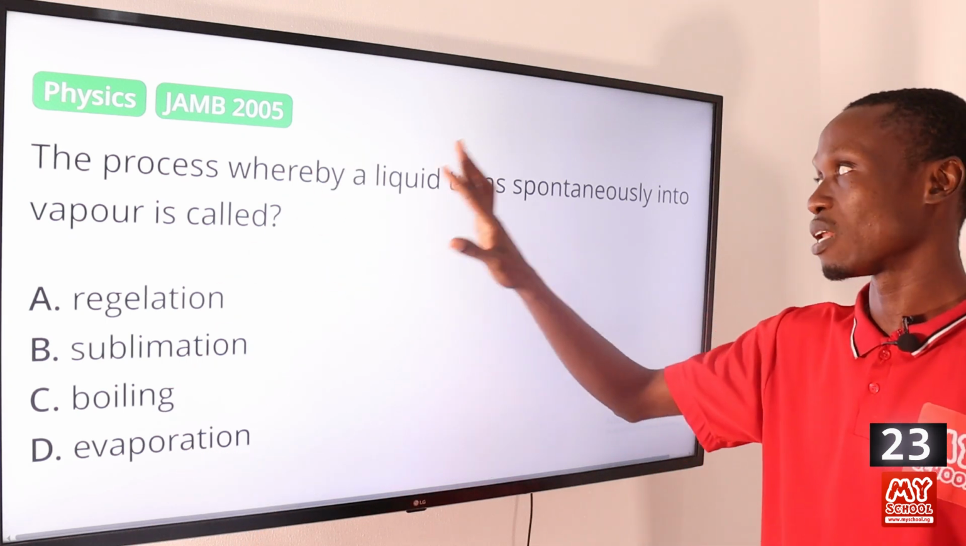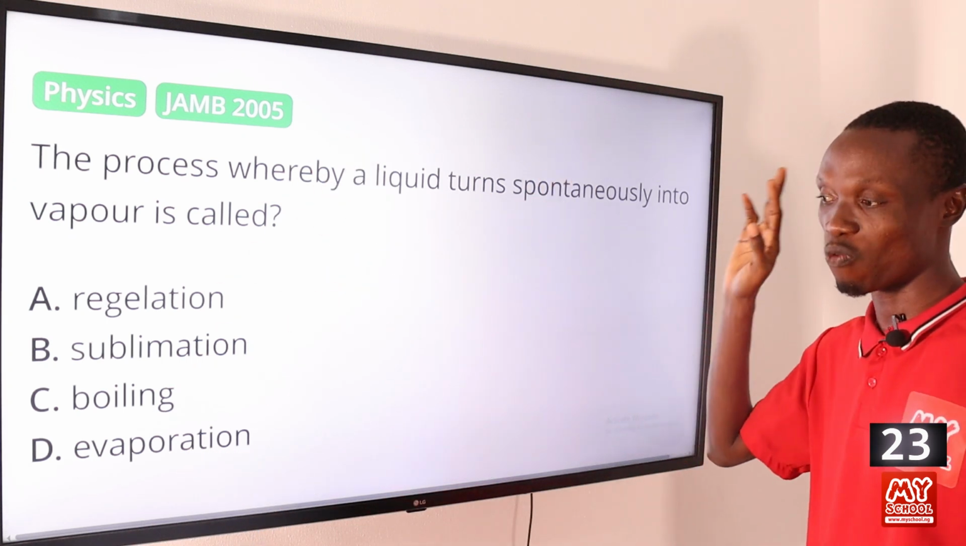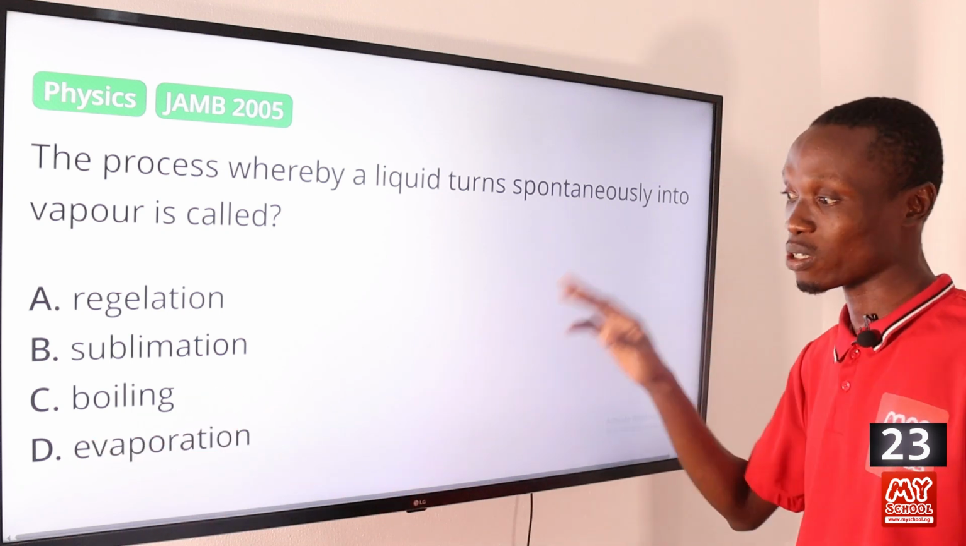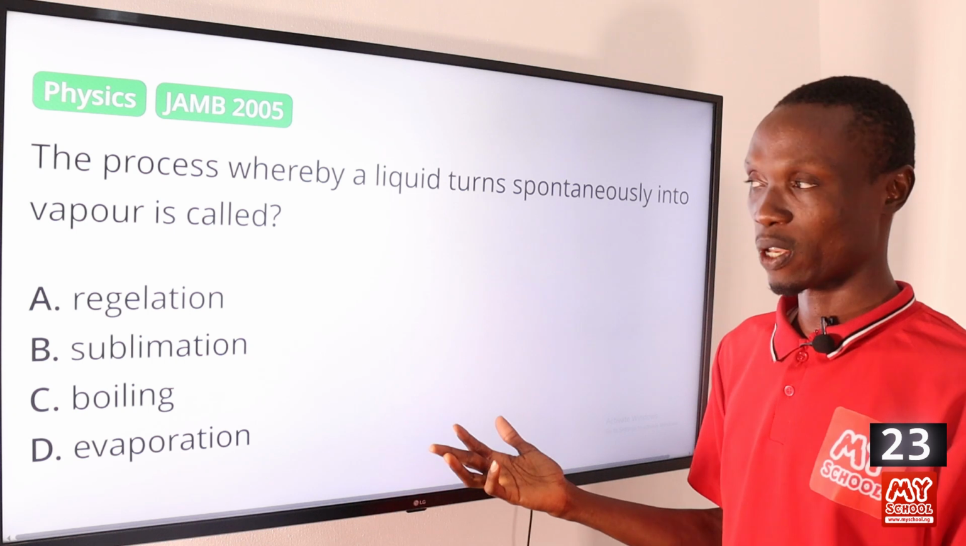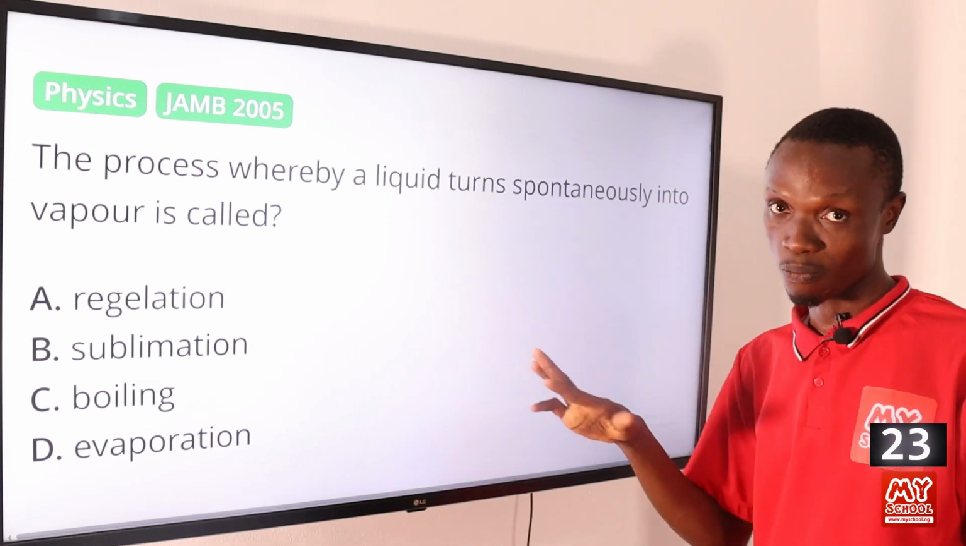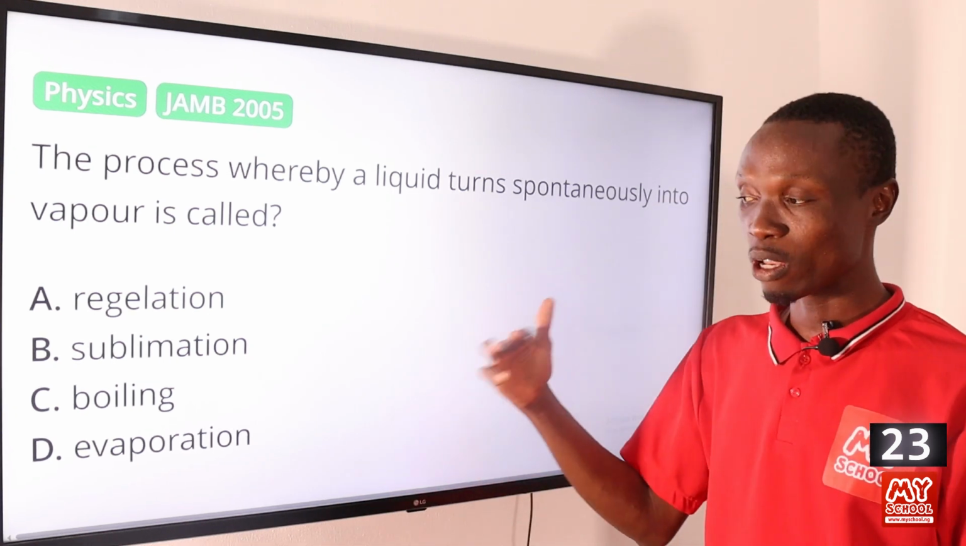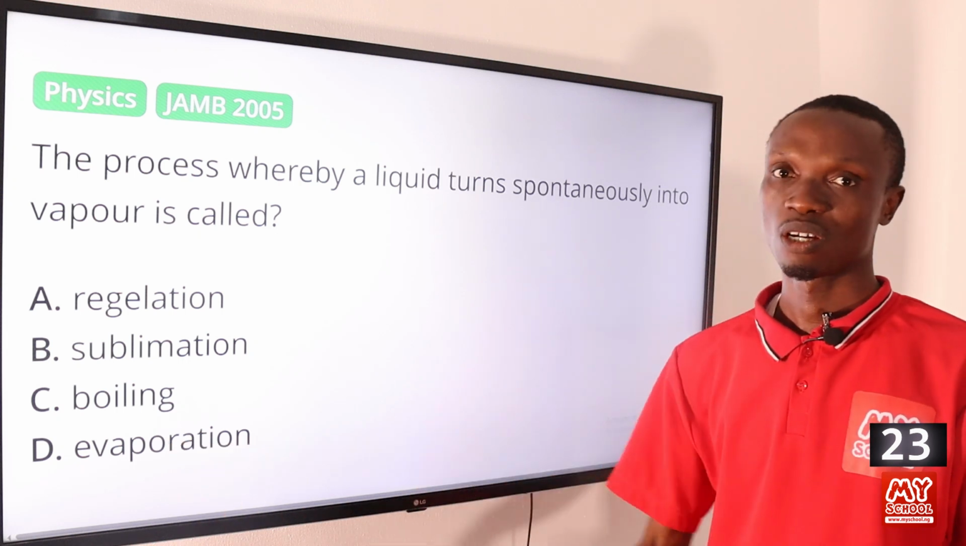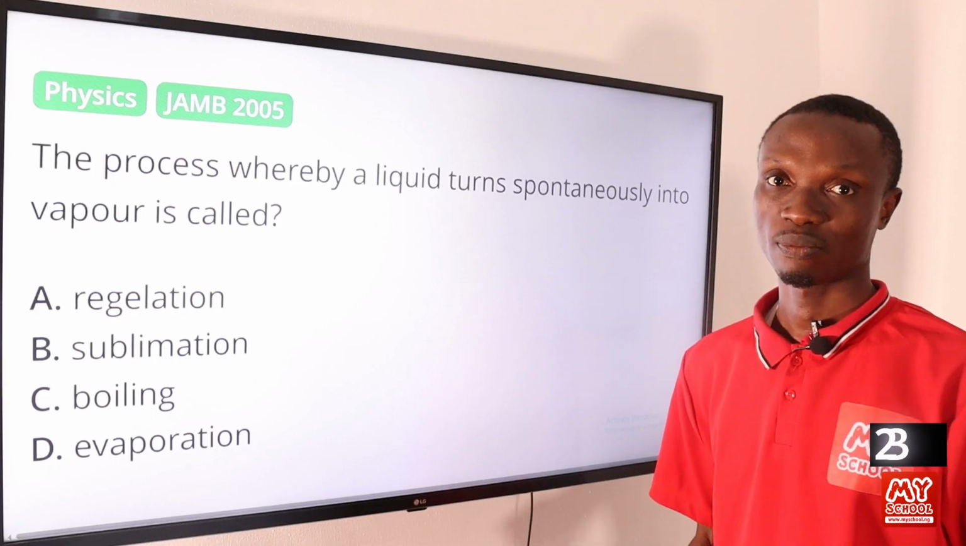So the process whereby a liquid turns spontaneously into vapor is known as evaporation. Remember that evaporation occurs at almost all temperatures. Evaporation occurs at all temperatures, even below the boiling point of the liquid. So that makes option D the correct answer to this question.